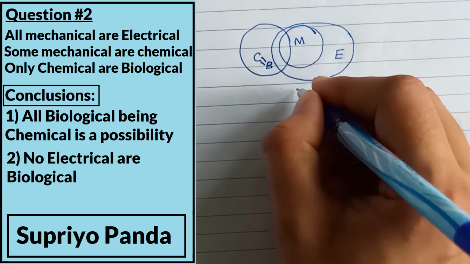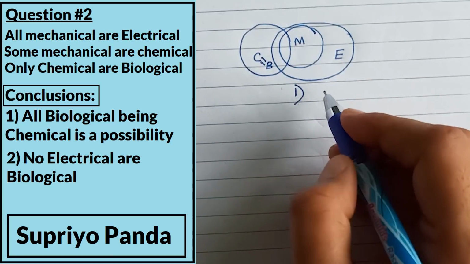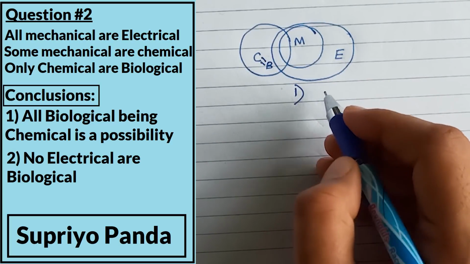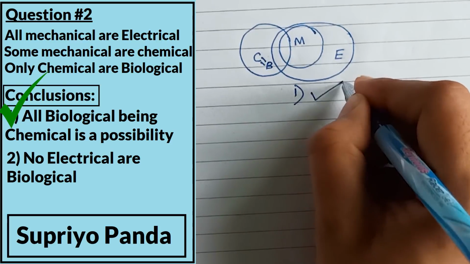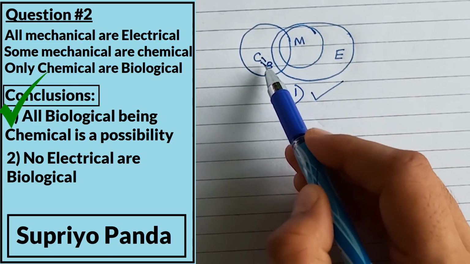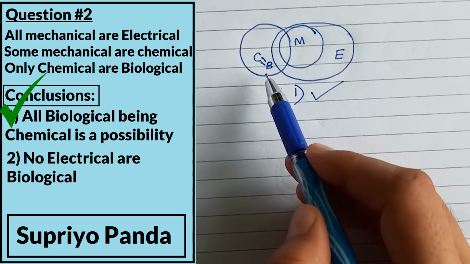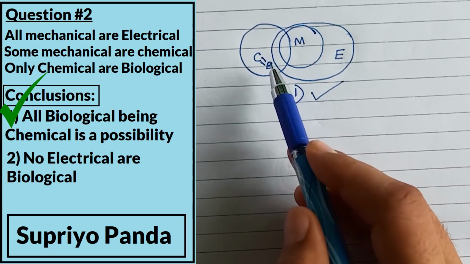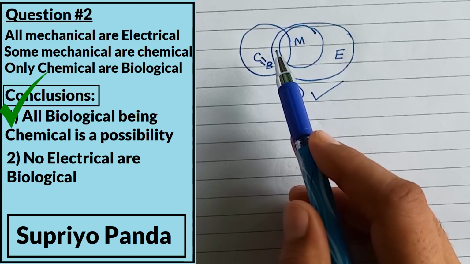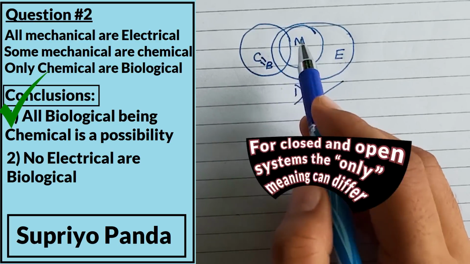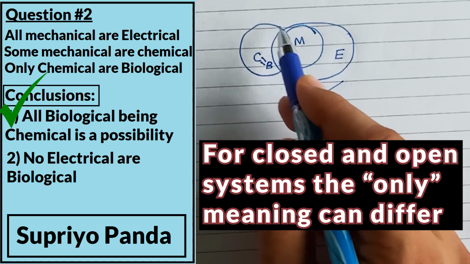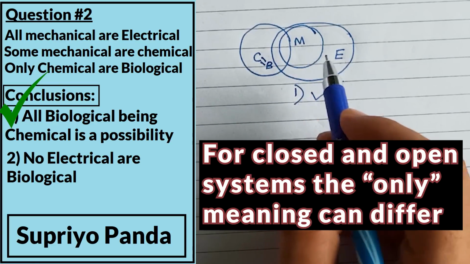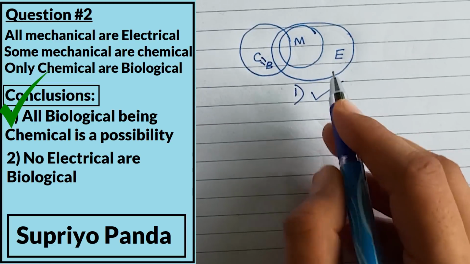Now let us come to the conclusions. Conclusion number 1, all biological being chemical is a possibility. Is it a possibility? Of course it is. So this is correct. See, I have used equal over here. It is very interesting to note that in some systems, the word only means that they are equal. However, if you are thinking of different systems, then sometimes they might not be equal. So you have to keep that in mind. Logically, the first conclusion is correct.